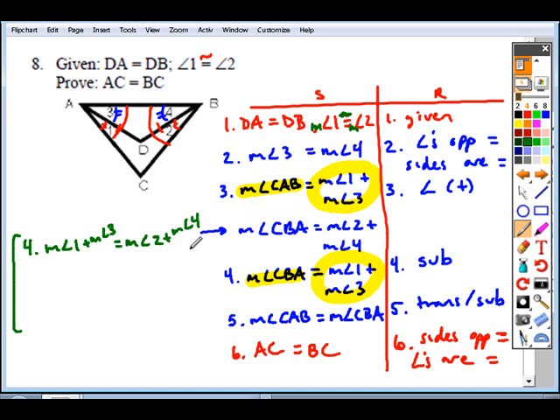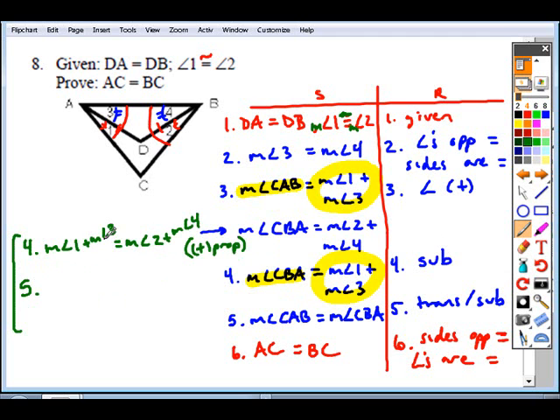So I could use this as my step 4. If I did that, what would justify that step? What did I do to both sides of this equation from statement 1? If equals are added to equals, then the sums are equal, so that is addition property. Okay, so we could have had our step 4 be angle 1 plus angle 3 equals angle 2 plus angle 4 by addition property, which would then give us step 5 would be the same step.